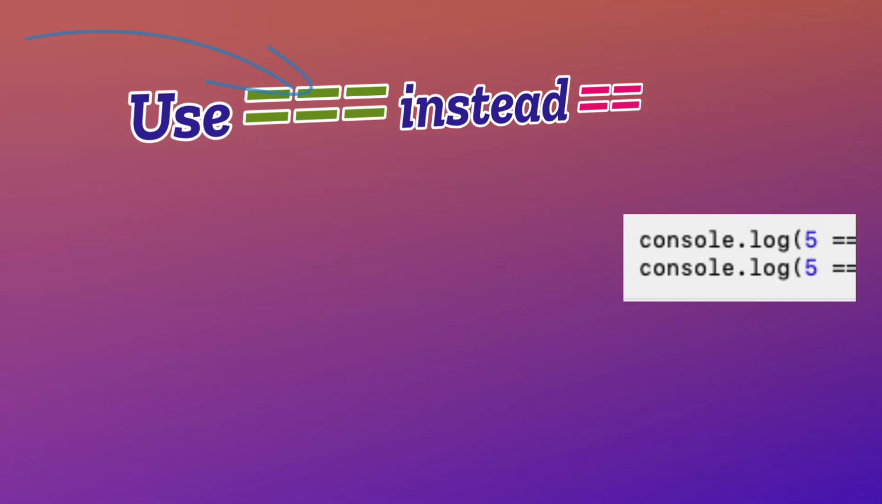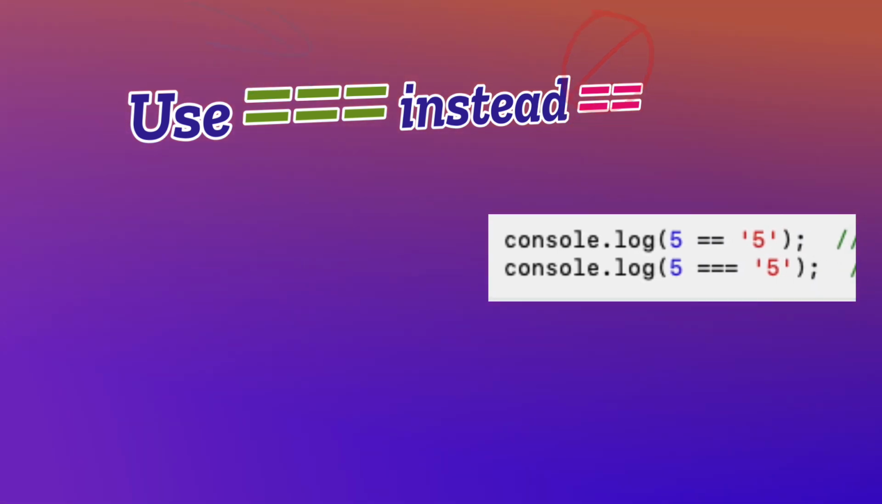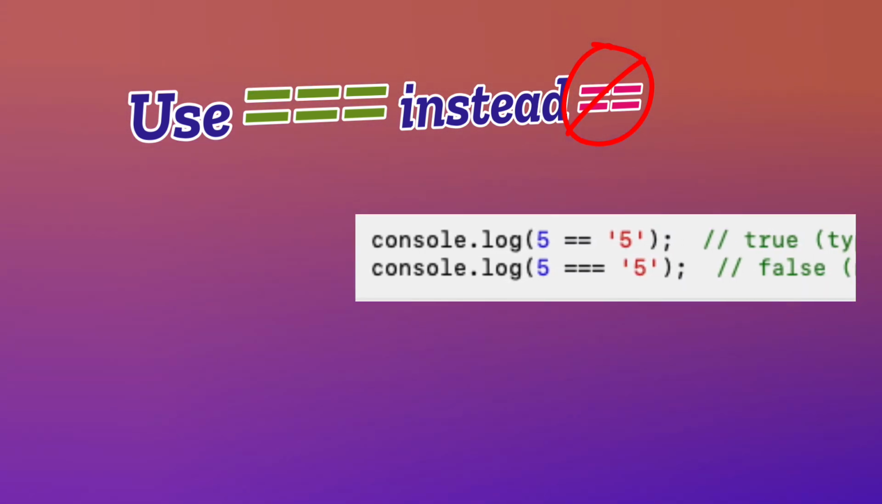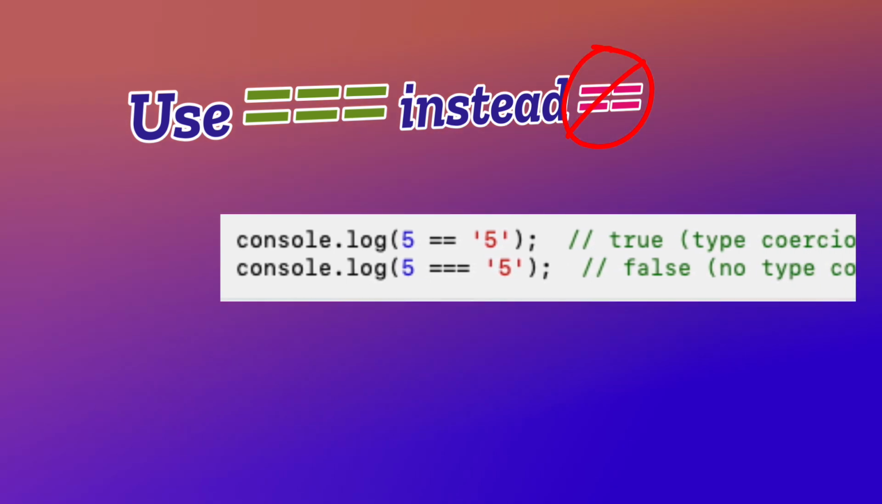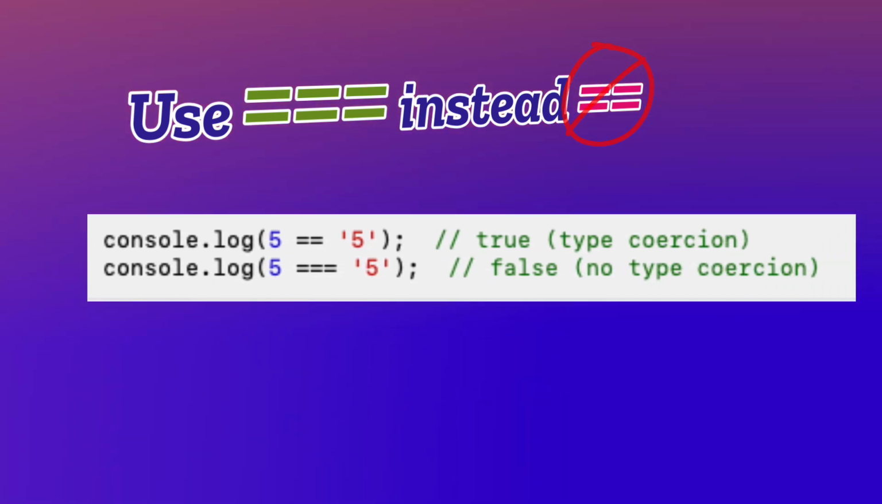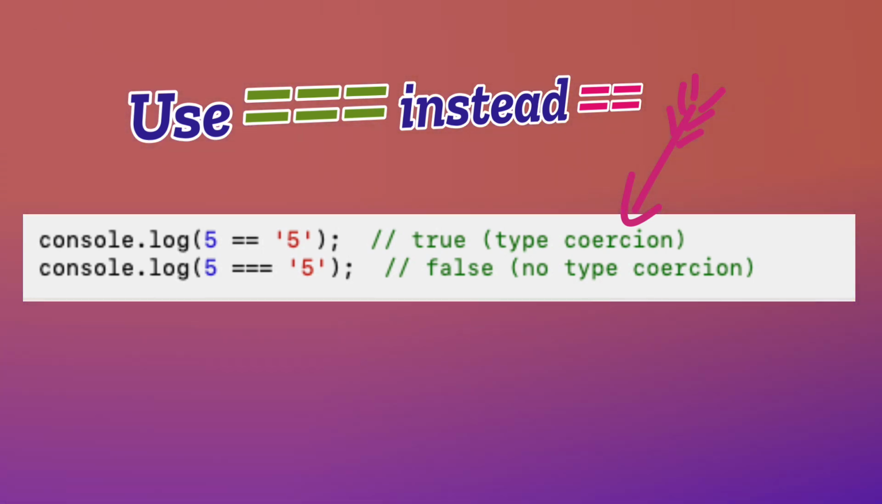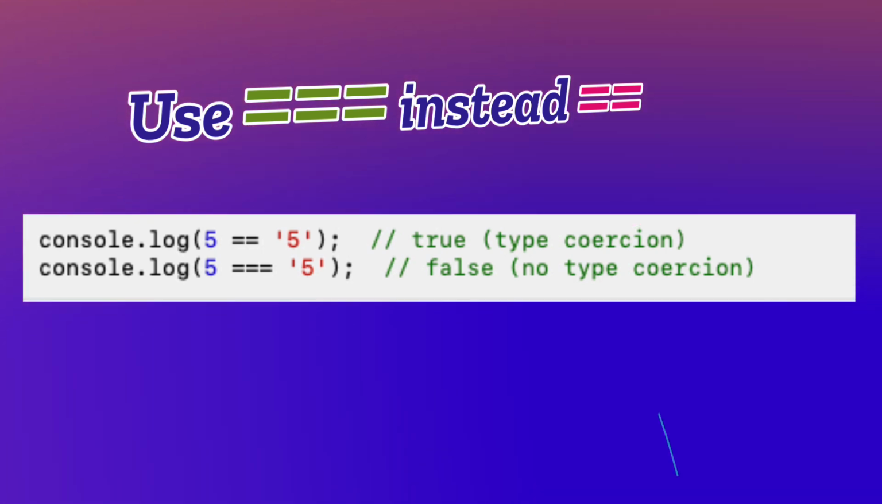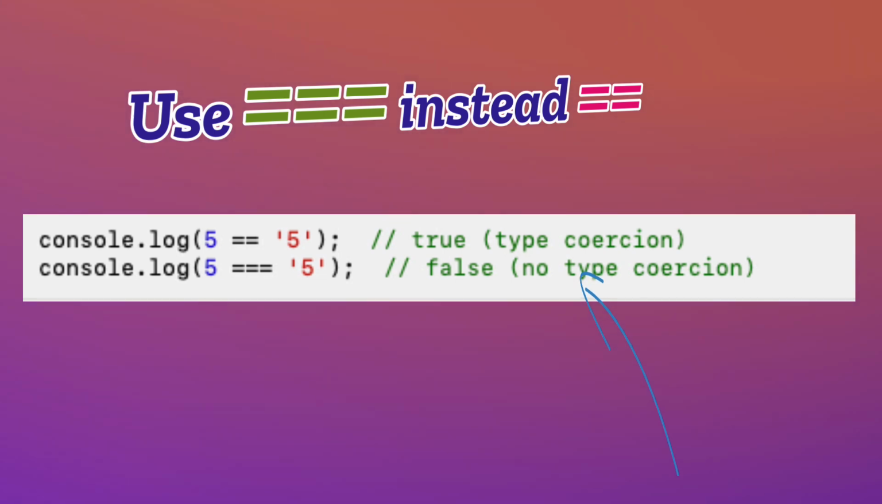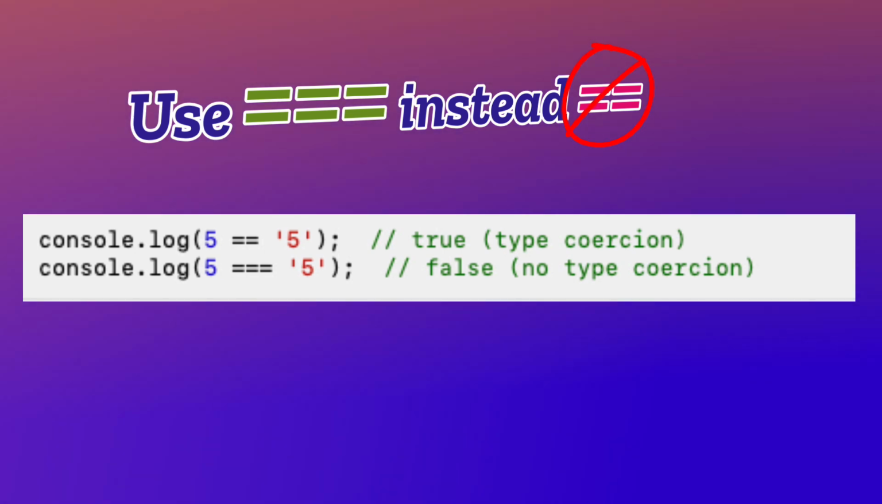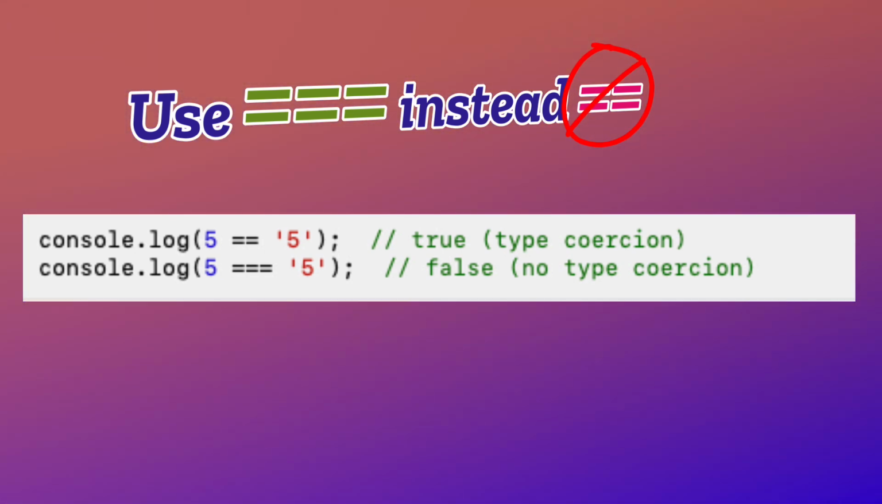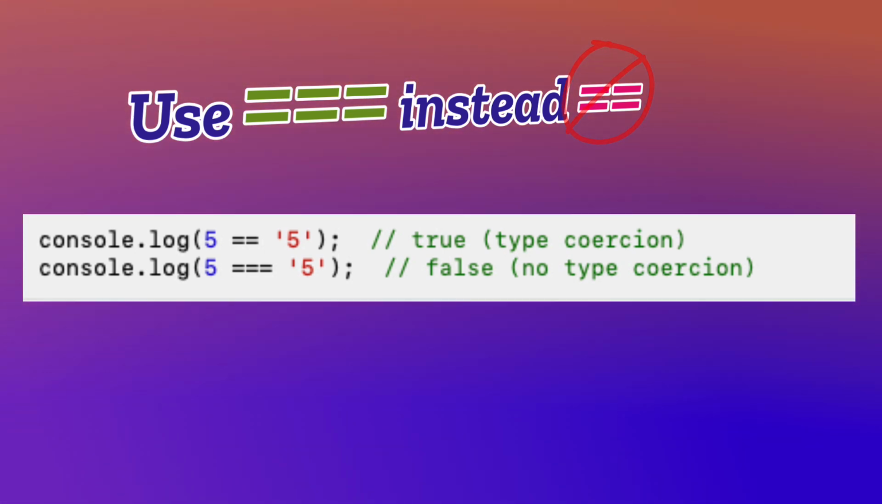Second tip, always use strict equality instead of loose equality. The loose equality operator can lead to unexpected results because it tries to coerce types before comparing values. By using strict equality, you avoid type coercion, making sure both the value and type are the same when doing comparisons. This reduces bugs and improves clarity.